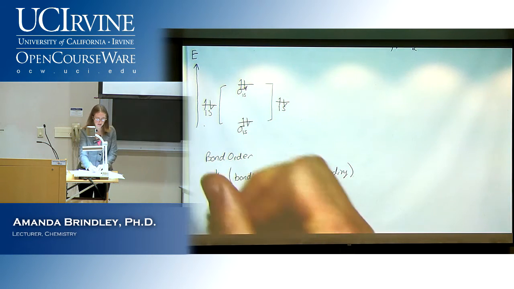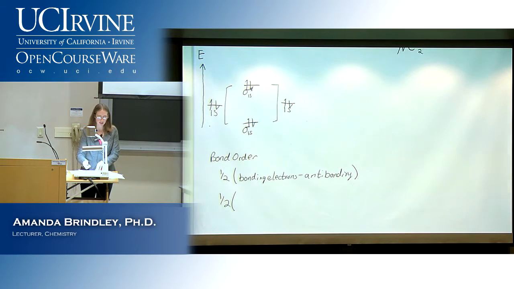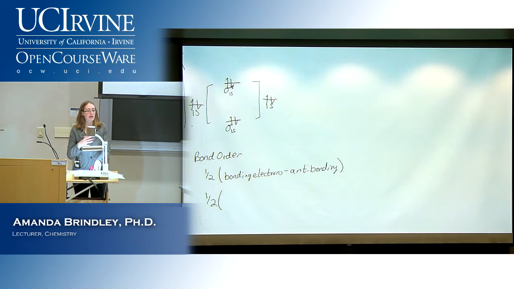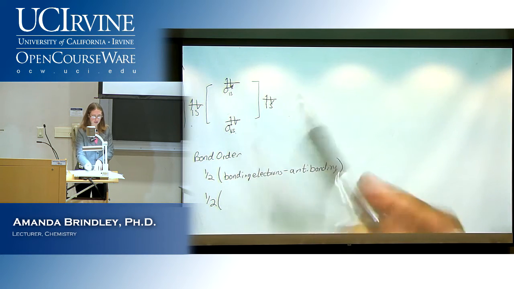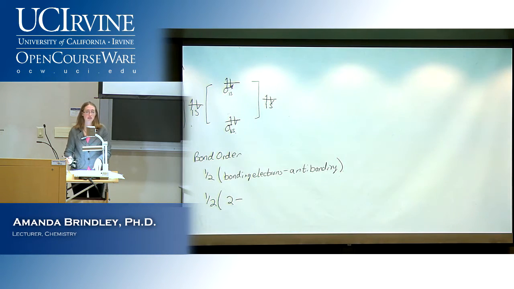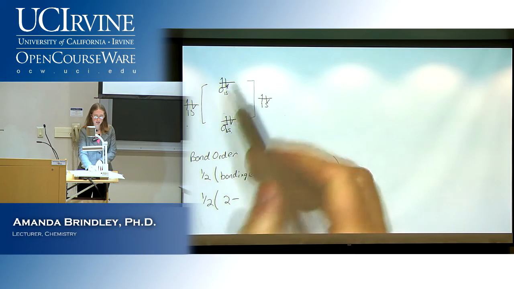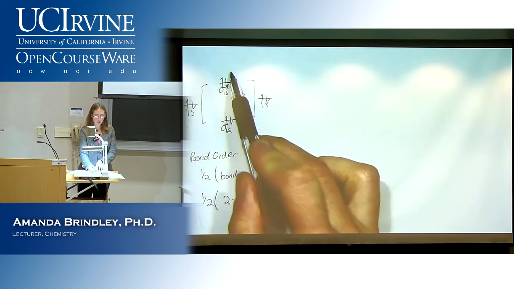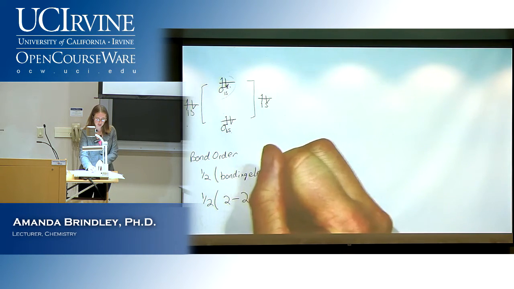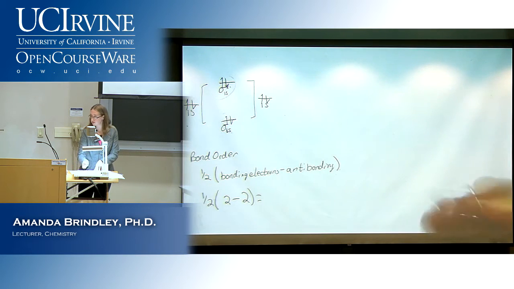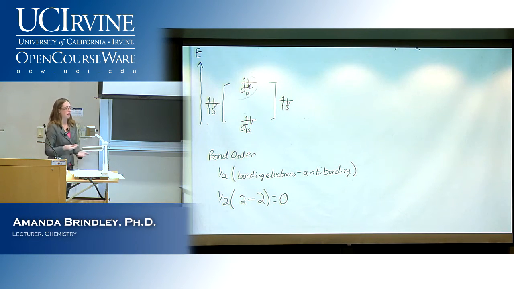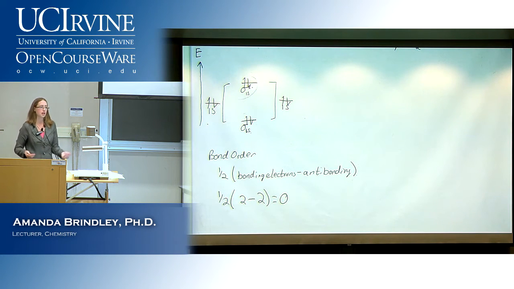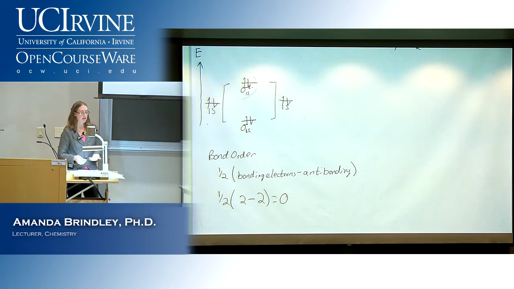So it's 1/2. How many electrons in bonding orbitals do we have? Two, right? Just from here. And then how many in antibonding? It's just from the ones with the star. So it's 2. So what's our bond order? 0. Well, if it's a bond order of 0, is that forming a bond? No. So for that noble gas, there's not going to be a bond. So it's not going to form that.